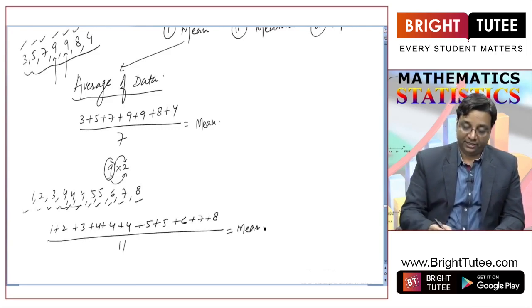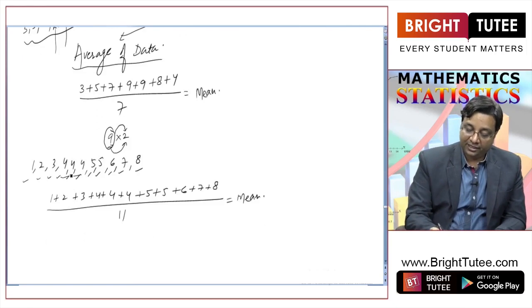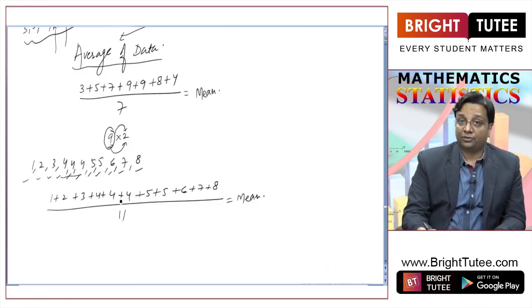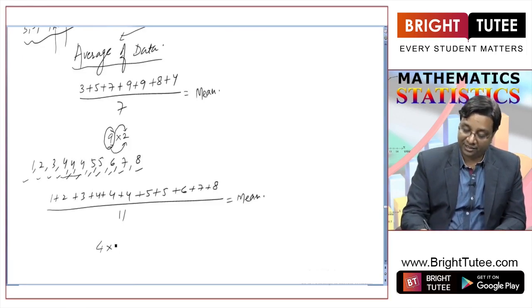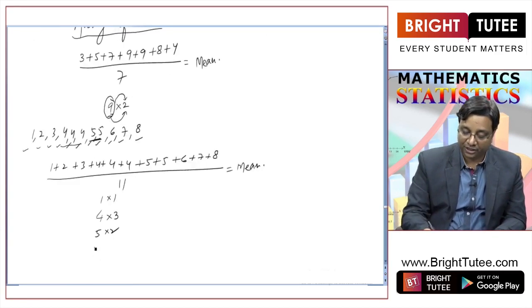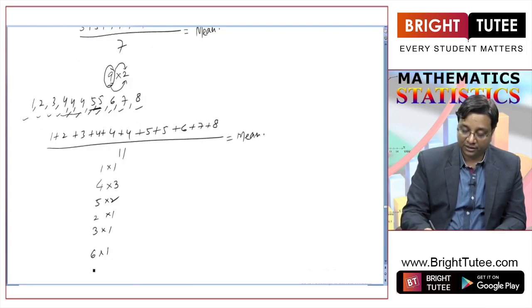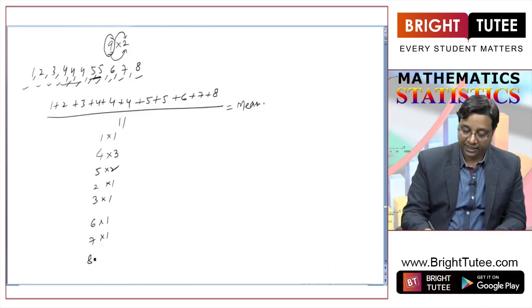Another way of looking at it is that, rather than writing 4 plus 4 plus 4, I can multiply 4 by its frequency: 4 into 3, 5 into 2, because 5 is getting repeated 2 times. The rest of the numbers are repeating 1 time, so their frequency is 1. So 1 into 1, 2 into 1, 3 into 1, 6 into 1, 7 into 1, 8 into 1.